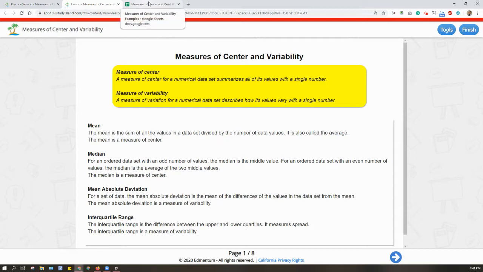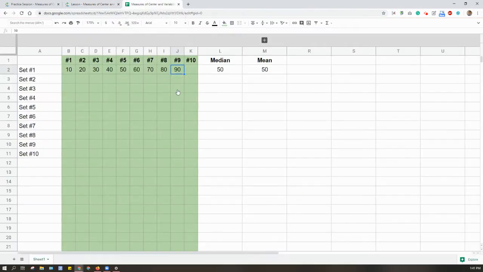And I made a spreadsheet to give you some examples. Let's say you've got a data set. I labeled it set number 1, and it's got 9 numbers in it. Those numbers are 10, 20, 30, 40, 50, 60, 70, 80, and 90. The median of this data set is 50, and the mean is 50. Why is the median 50? Because 50 is the very middle number. Notice that there are 4 data values below 50 in this data set, and there are also 4 above it.